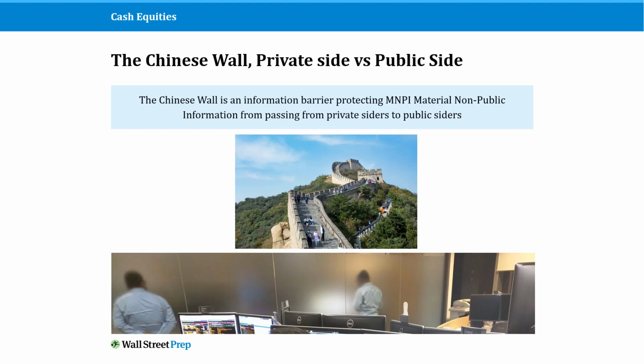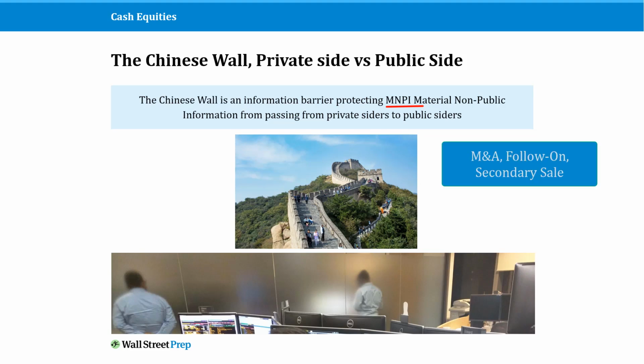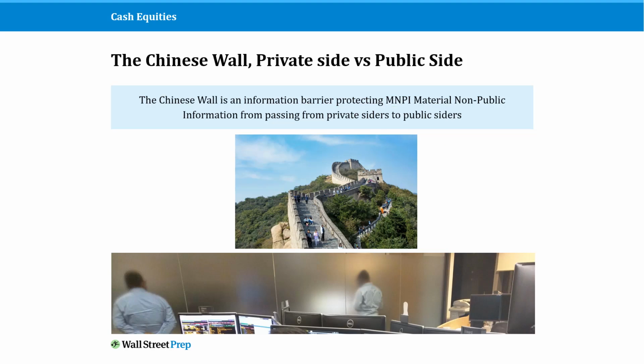The Chinese wall is a term for an information barrier, a way to keep material non-public information, called MNPI, from passing from insiders on the private side with public side investors that are trading. Information such as an M&A transaction, a follow-on stock transaction, or a significant investor's secondary sale of shares can move markets on stocks. And people that have that information can't share it beyond those on their side of the Chinese wall or trade on it.